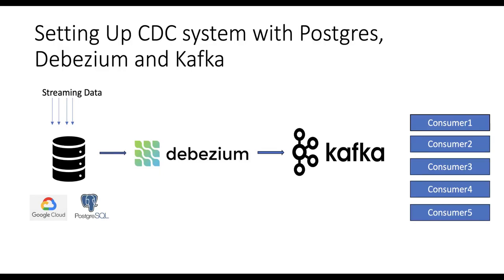Welcome to our YouTube tutorial on setting up a CDC, Change Data Capture System with Postgres and Kafka. In this video, we'll guide you through the step-by-step process of setting up your database on Google Cloud, configuring whitelisting for local access, installing pgAdmin, creating tables, and finally, streaming data to Kafka topics using Debezium Kafka Connect. Let's get started.